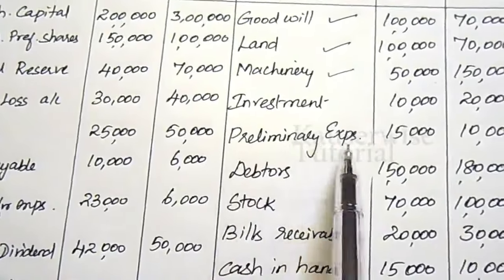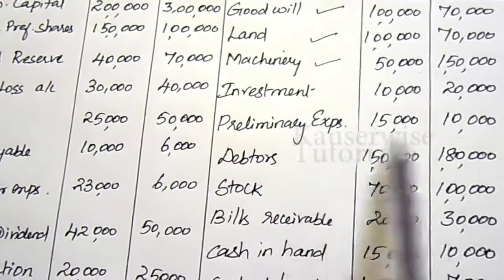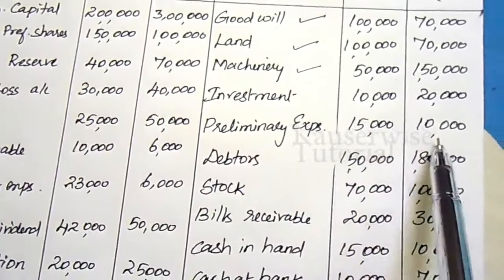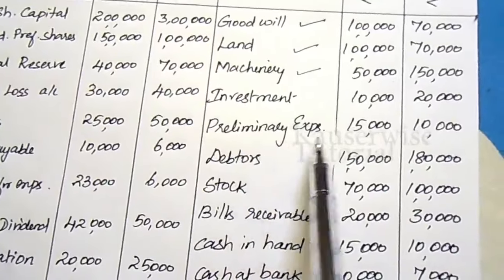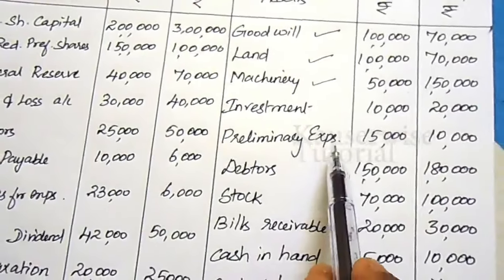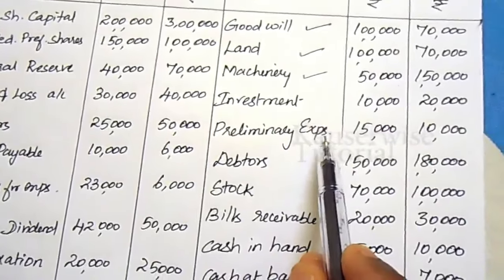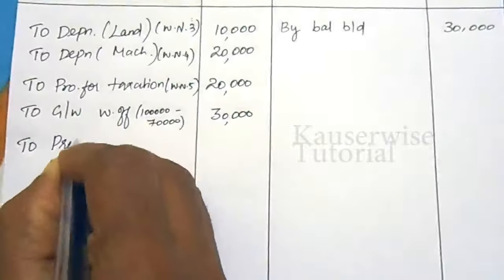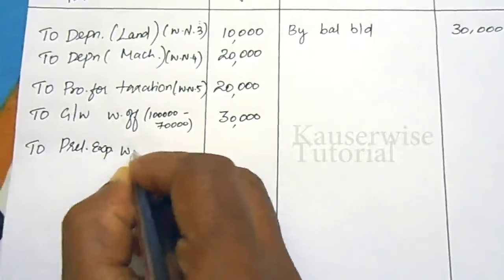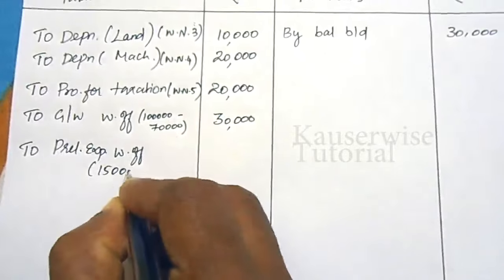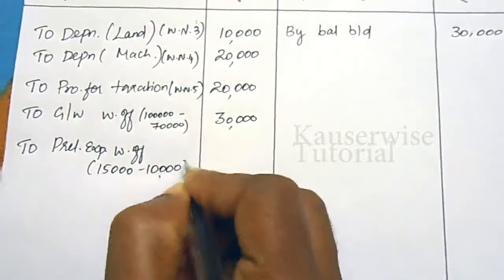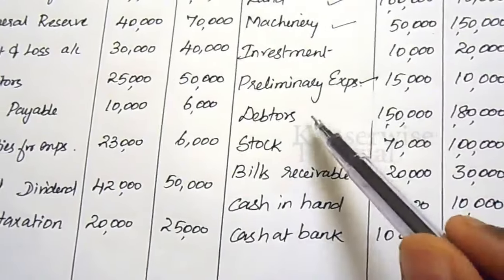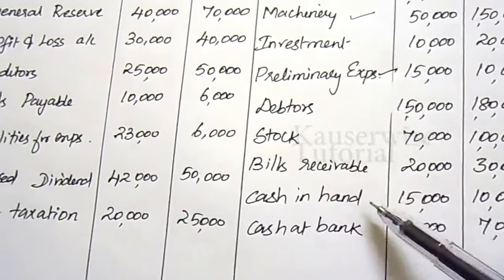Next one is preliminary expense. So it is also a non-current asset. Just see the difference. Last year 15,000, current year 10,000. 5,000 decreased, which means preliminary expense written off. It is a non-operating expense which is not going to decrease the fund. This will be recorded under the debit side of the adjusted profit and loss account. Preliminary expense written off, difference 5,000. Look at the next items: debtors, stock, bills receivable, cash in hand and cash at bank.